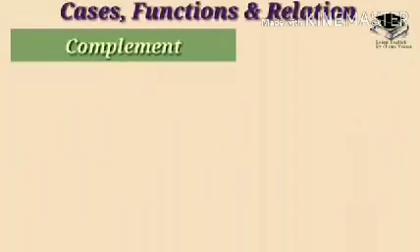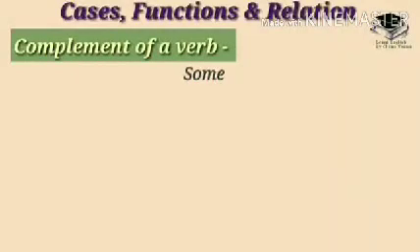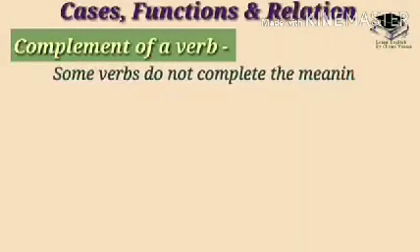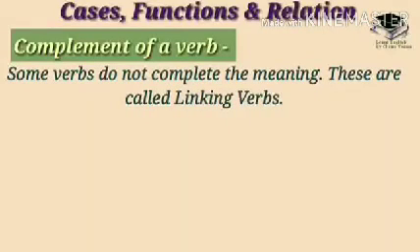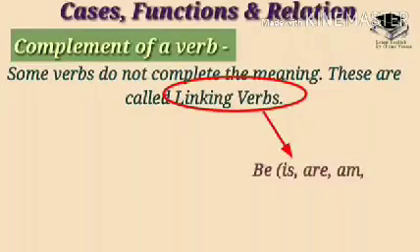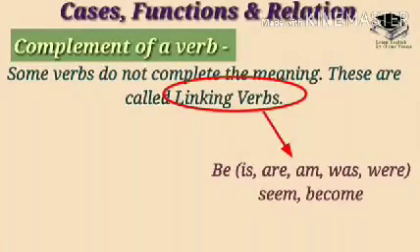Next, nouns have another two functions: complement of a verb. So what is complement of a verb? Some verbs do not complete the meaning. They are called linking verbs. As you know, be verbs are linking verbs, like are, is, was, were. All are examples of linking verbs. So let us try to understand complement of a verb with examples.